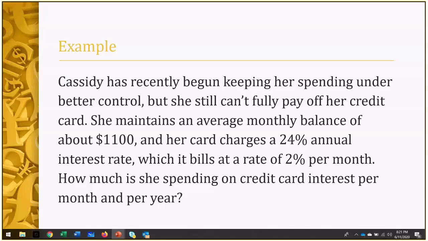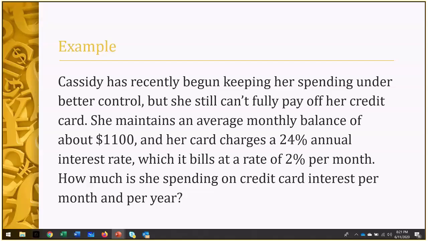Also, she's maintaining an average monthly balance of about $1,100. What that means is she's not charging $1,100 each month. It means that on average, she's carrying that balance through month to month. So let's say in January she starts with $1,100, and then she buys something for $100, and it goes up to $1,200, and then she pays $100 off, and it goes back down to $1,100 to start in February. Something like that. She's continuing to just carry $1,100 along with her each month.